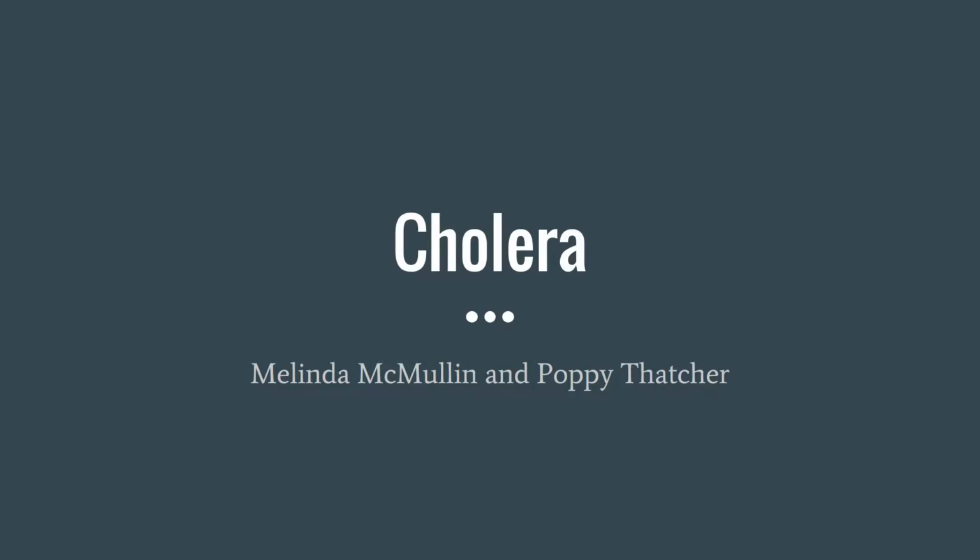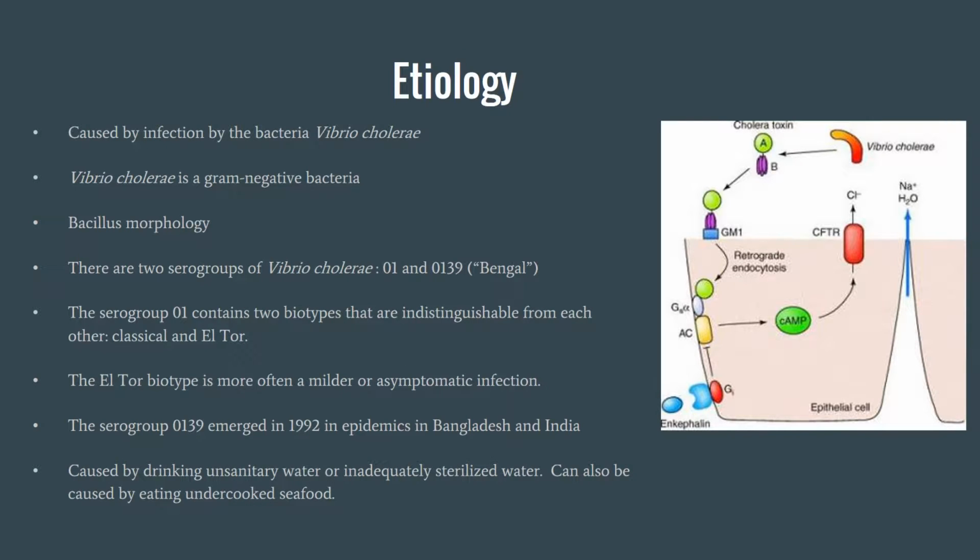My name is Melinda, and I will be going over the etiology, the signs and symptoms, and the reservoir of cholera. So, etiology of cholera: it is caused by infection by the bacteria Vibrio cholerae. Vibrio cholerae is a gram-negative bacteria with a bacillus morphology.